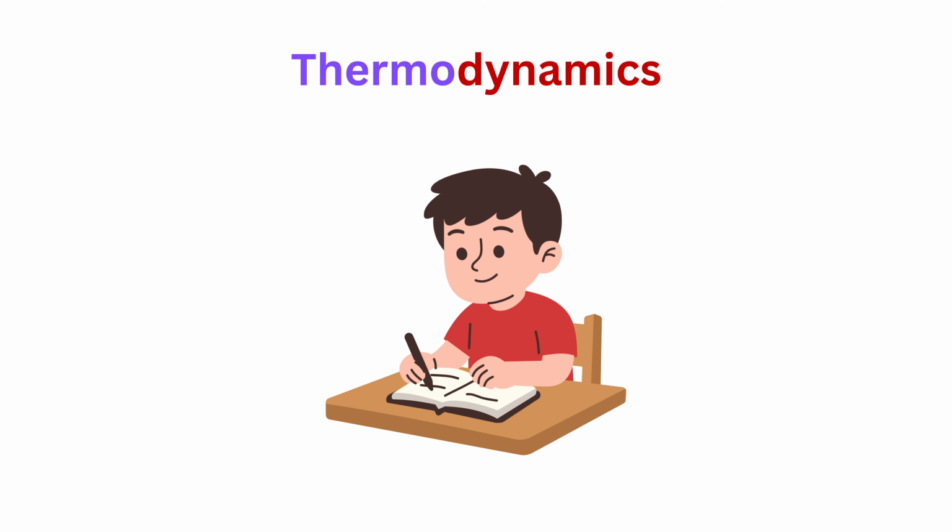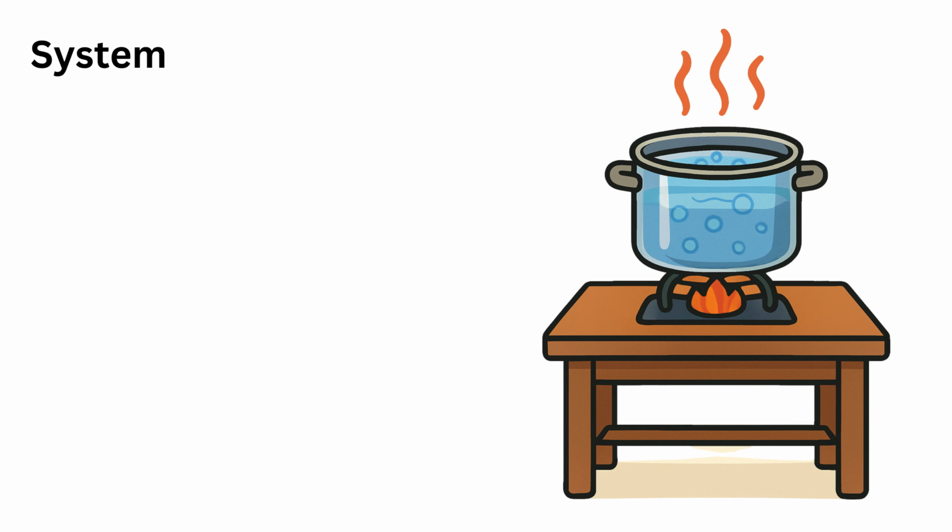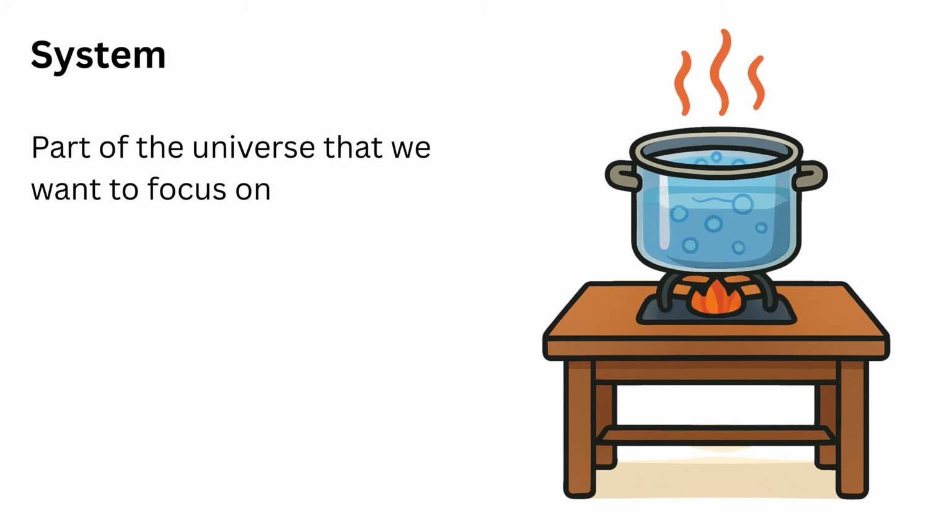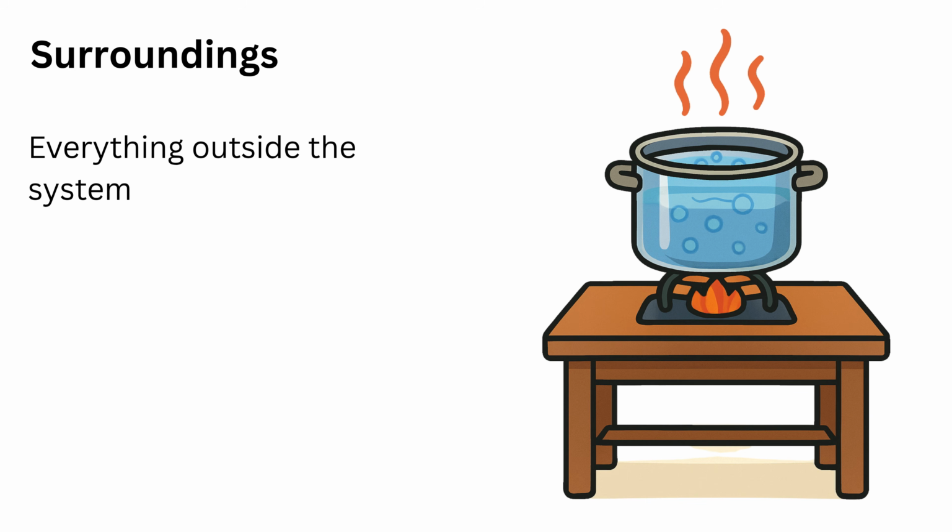Now, to study thermodynamics properly, we need to define a few key terms. A system in thermodynamics is the specific part of the universe that we want to focus on. For example, if we are studying the boiling of water in a pot, the water inside the pot is our system. The surroundings are everything outside the system, which can affect it or be affected by it. In this case, the air around the pot, the stove, the table, and so on.